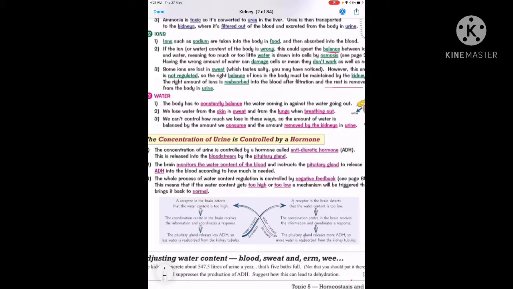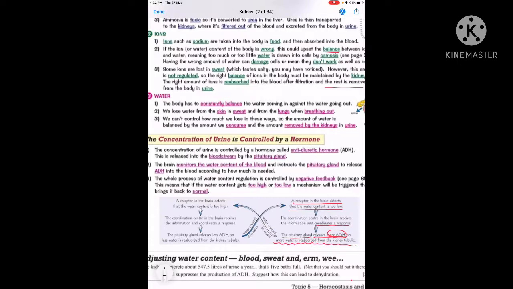The first receptor that will detect this is a receptor in the brain. It will detect through the blood that the water content in your body is low. Then the coordination center in the brain will receive this information and coordinate a response. This response will be sent to the pituitary gland to release more ADH. As I'm mentioning, more ADH means less urine. So more water will be reabsorbed from the kidney tubule.